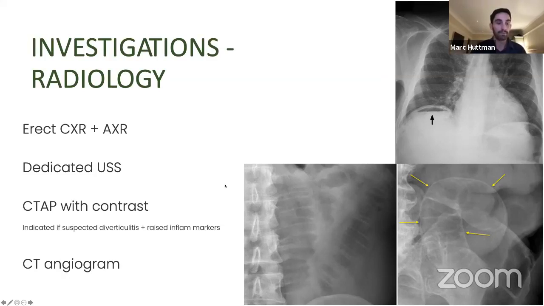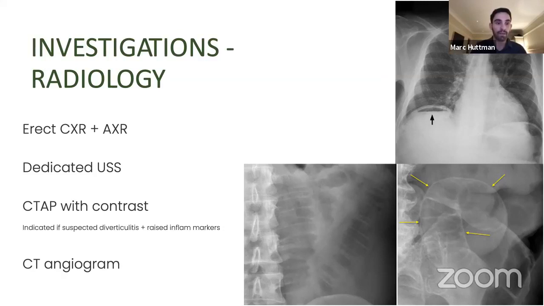So CT abdomen and pelvis with contrast is indicated if you suspect diverticulitis and there are raised inflammatory markers. So that's quite a low threshold for doing a CTAP if they're in the hospital with it. And that's because you need to know whether there are any of these complications. How big is the abscess? Have they got a perforation? Do I need to operate? Those are all questions you can answer with a CT abdomen with contrast. Don't forget, if you're giving them contrast, you need to know their renal function, because if they have renal failure, then you can't give them contrast because you'll get a contrast-induced nephropathy.